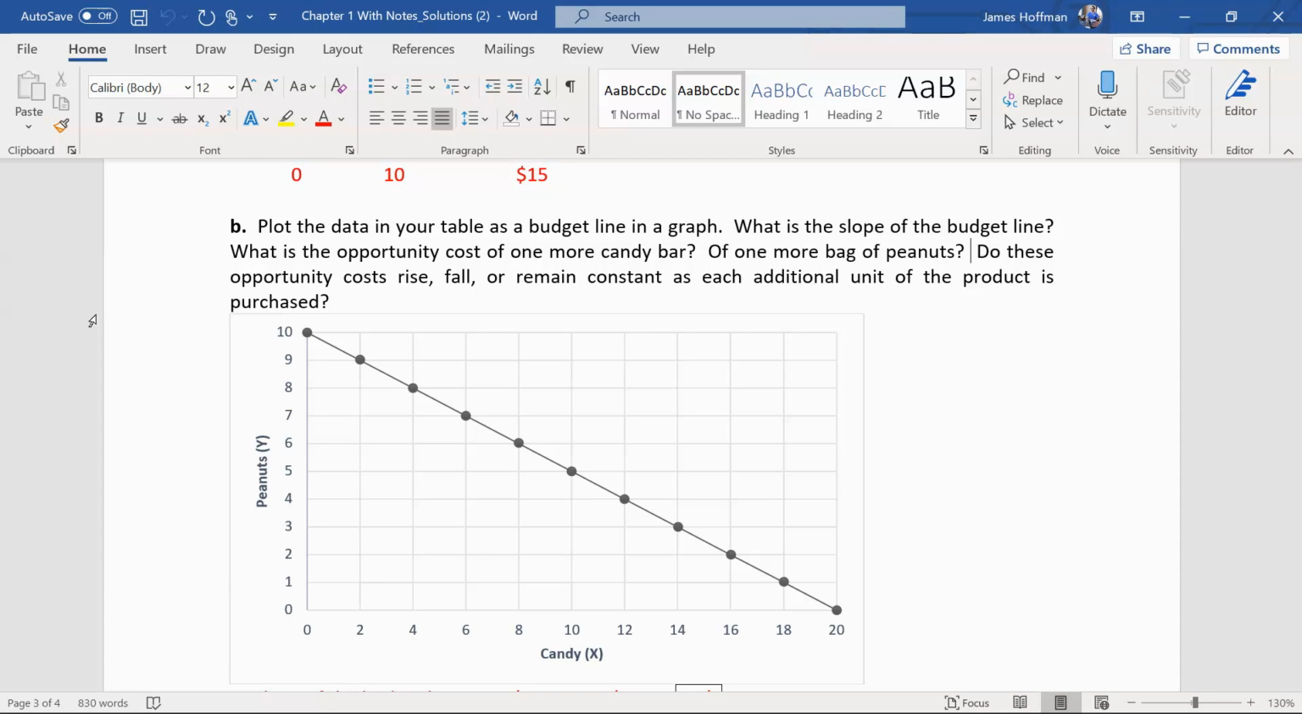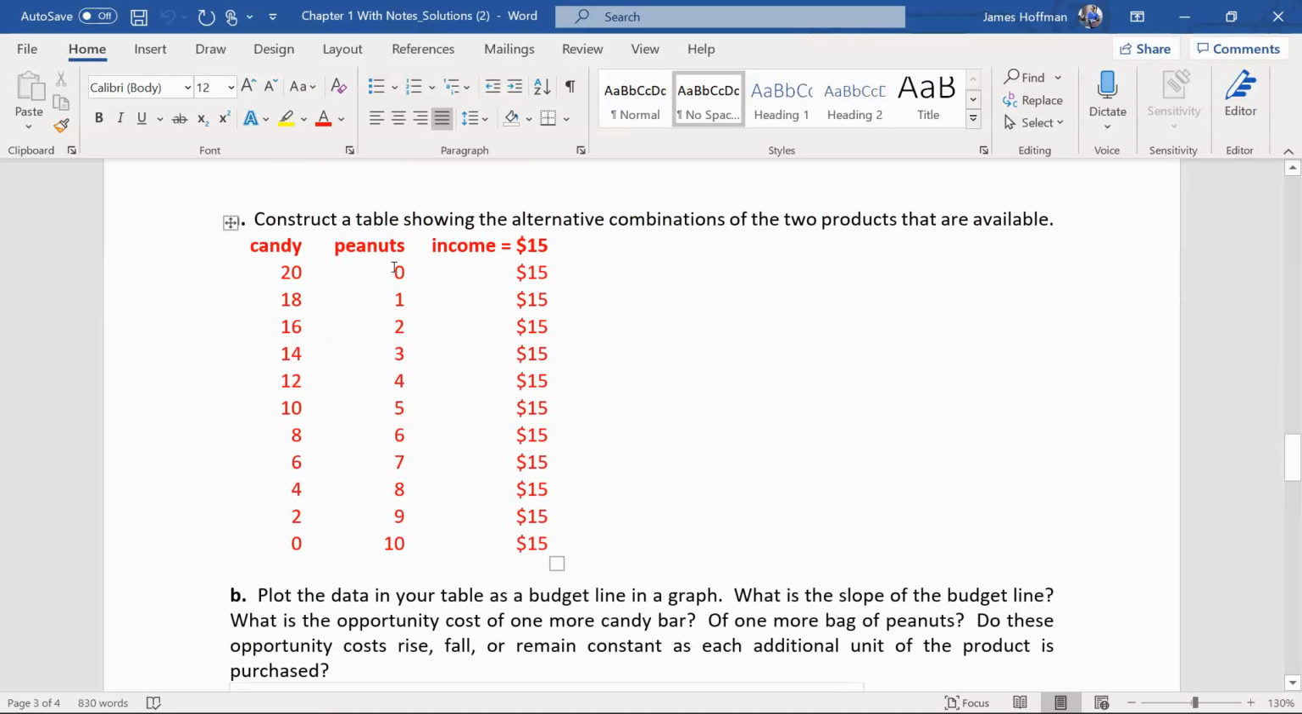So if you look at the table, you can see what you give up to get more of the other good. So every time you get a bag of peanuts, you have to give up two candy bars. See, anywhere on the table, if you want peanuts, you have to give up 2 candy bars. And look at the other way. Every time you gain 2 candy bars, you give up 1 bag of peanuts. So that represents the opportunity cost in terms of what you give up. If you want to buy more of one good, you have to give up that same rate for the other.